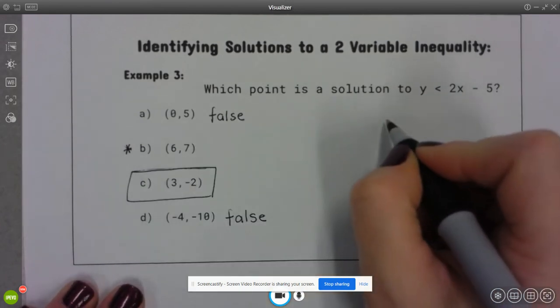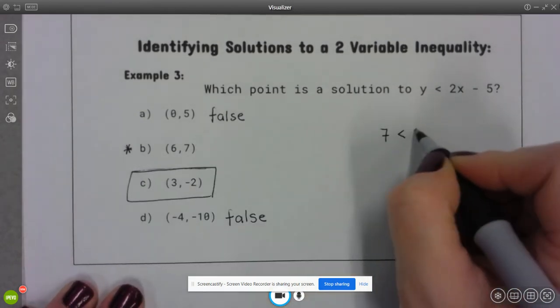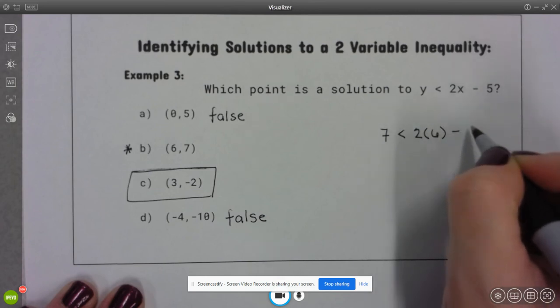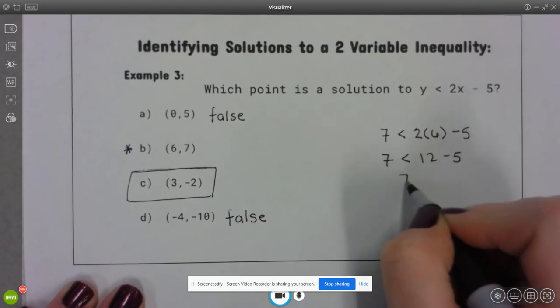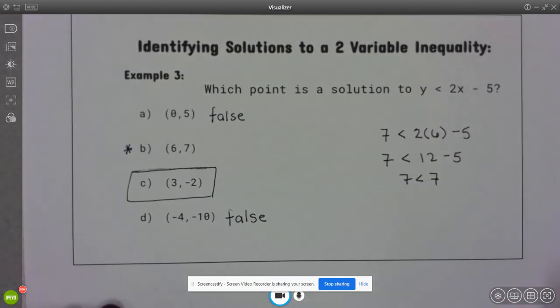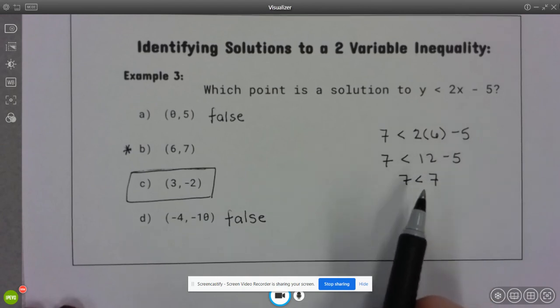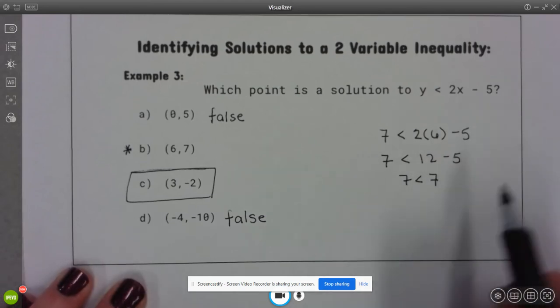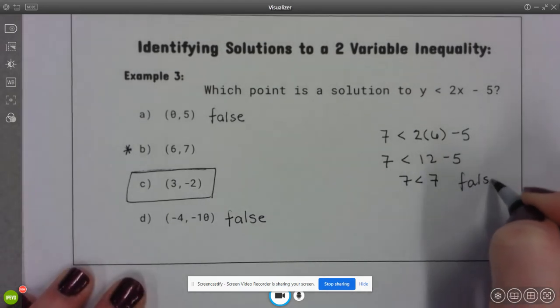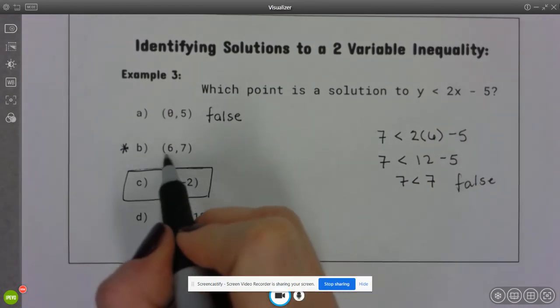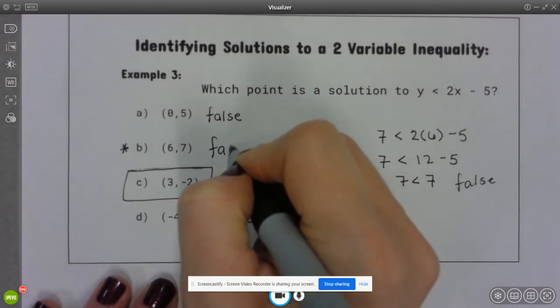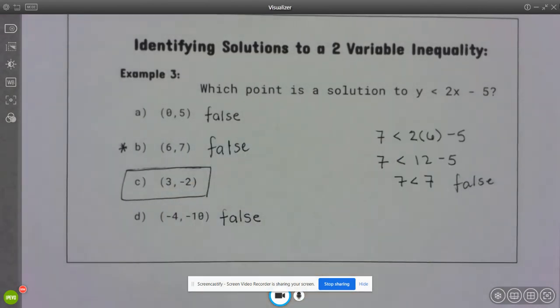So if I substitute this in, I'll have 7 is less than 2 times 6 minus 5. So I get 7 is less than 12 minus 5, or 7 is less than 7. Because this does not have an equals to sign in my inequality, this does not count. So 7 is not less than 7. So I cannot include that. So this does end up being false too. So C is the only one that is true for this last example.